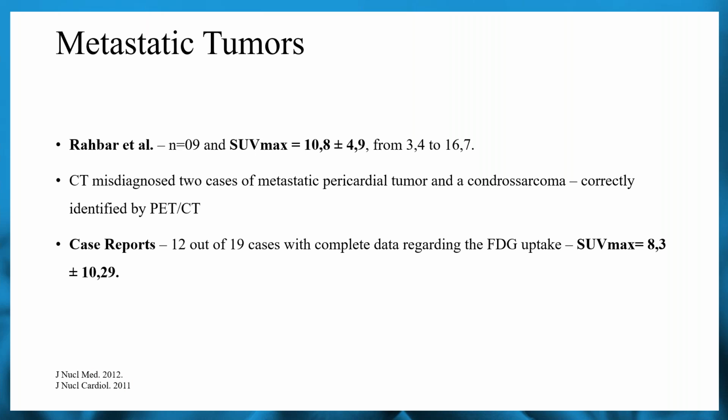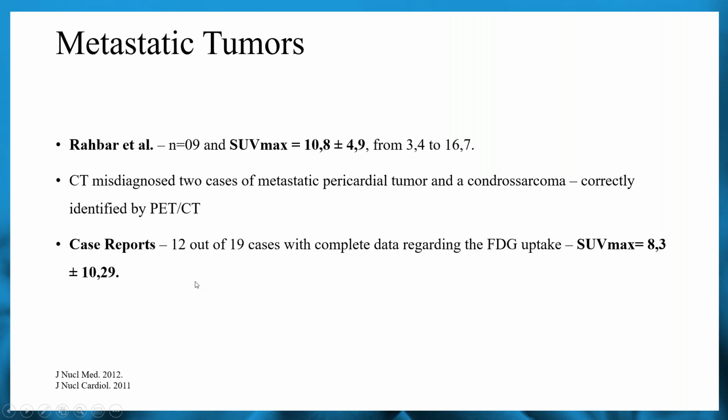The Rabar study, as I said before, had 9 patients with metastatic tumors, and the mean SUVmax was 10.8. It ranged from 3.4 to 16.7. We see a wide range of uptake among the metastatic tumors. In this case series, using only the CT, he misdiagnosed 2 cases, one of metastatic pericardial tumor and another from a chondrosarcoma, which were then correctly identified by the PET-CT, presenting a high uptake.